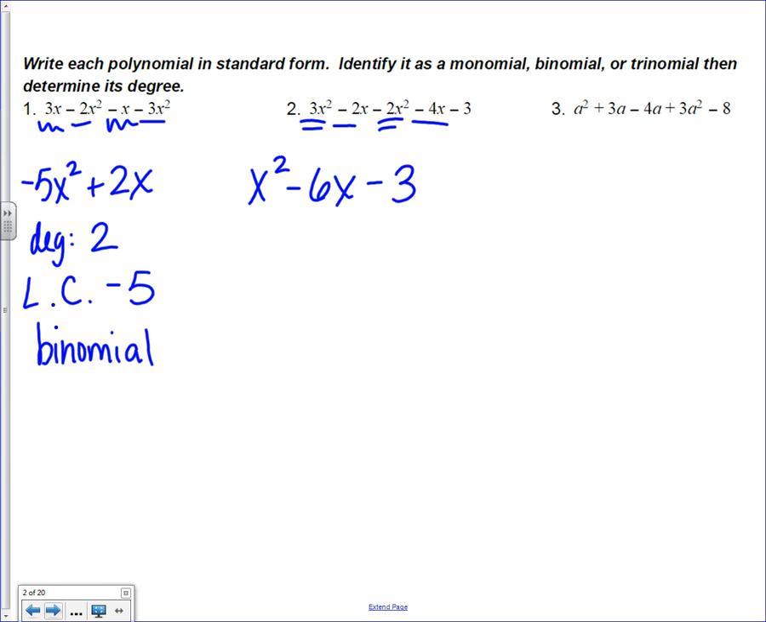What is the degree of this polynomial? Does everybody understand why it's 2? Highest power, period. What's the leading coefficient? It's 1. This thing starts with a 1. And what kind is this? It's a trinomial. How we doing, folks? Fair enough? Okay, next one. Start with the highest power for me and put together your like terms.